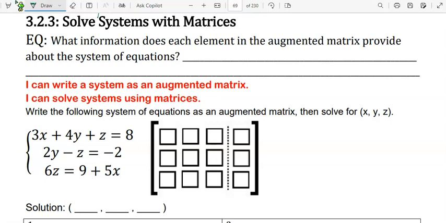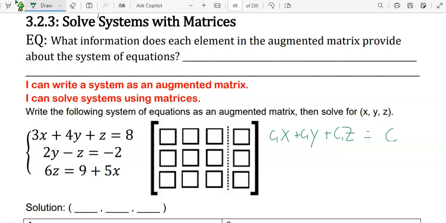Write the following system of equations as an augmented matrix. Then solve for x, y, z. When you put them into an augmented matrix, you need to make sure that it is in this form. We have x plus y plus z equals a constant.